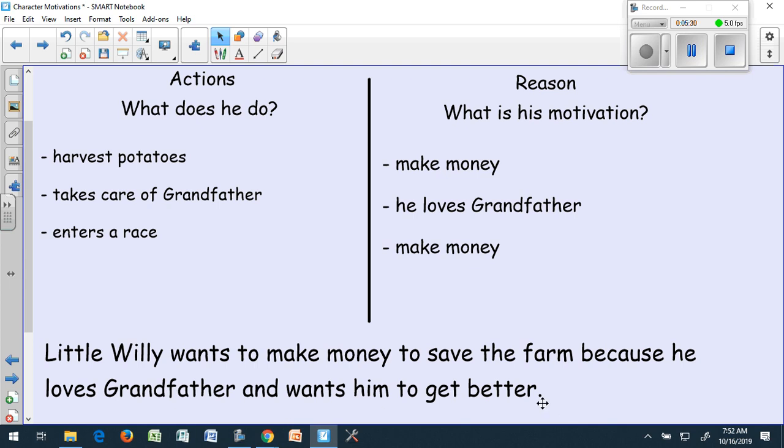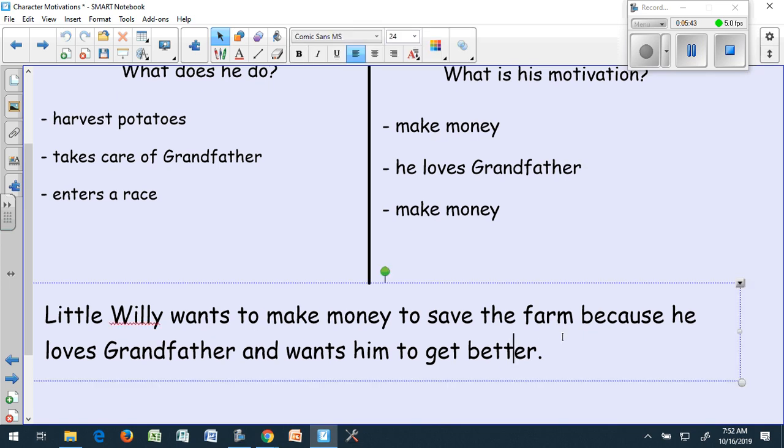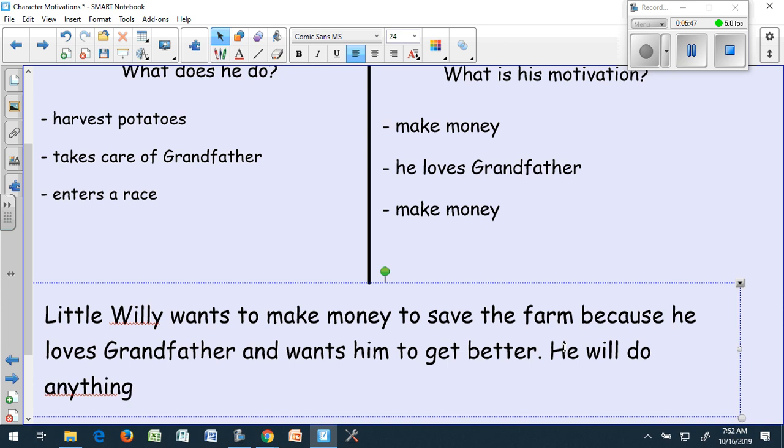So this tells us that Little Willie is a really good character. He cares about other people, mostly his grandfather, and he will do anything to help him. So I'm going to add that into my description. He will do anything to help Grandfather.